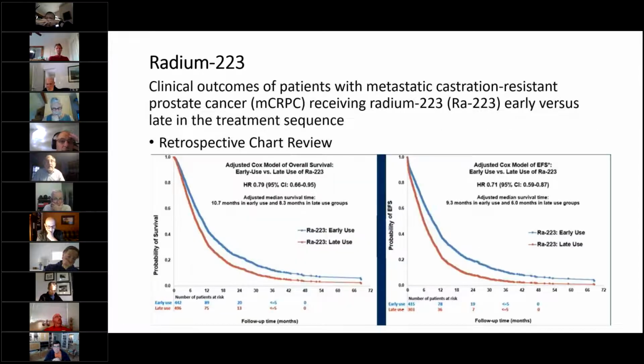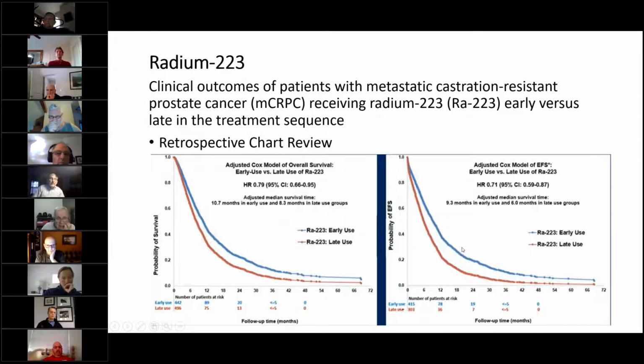And then here, this is another one that asks, when should you use radium-223? Do you want to use it early or late? This is sort of, are we better to use it sooner or later? Here's the comparison. Red is the people who got it later in their disease. Blue is the people who got it early in their disease. And you can see here, like many other treatments, the earlier you get it, the better off you are.